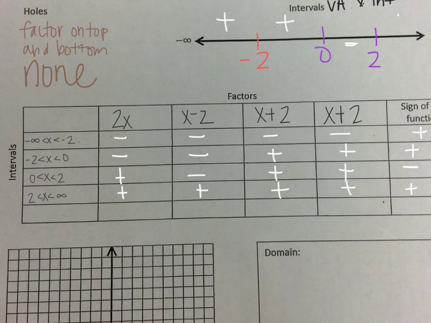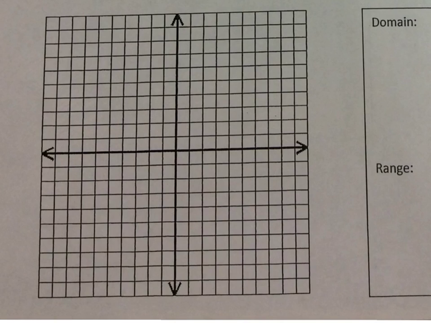So I'm going to go back up here. That tells me that between 0 and 2, my graph is going to drop below the x-axis. When it gets back to 2, it's going to be above the x-axis. Remember, there's a vertical asymptote here at -2, and it's positive on both sides, so that means both sides are going to be coming from positive infinity. So now I'm ready to graph.